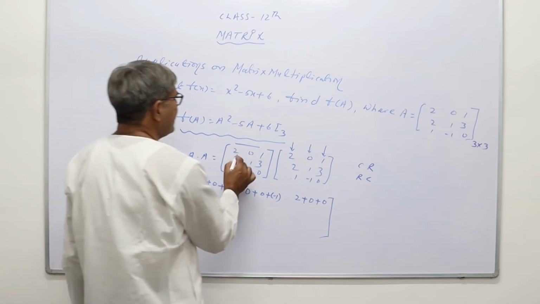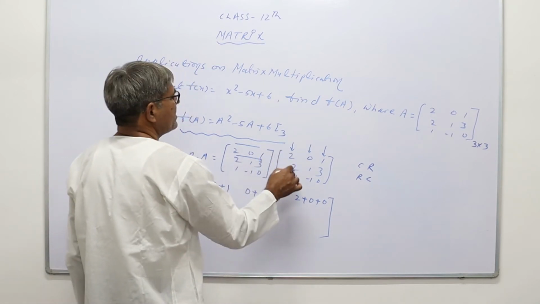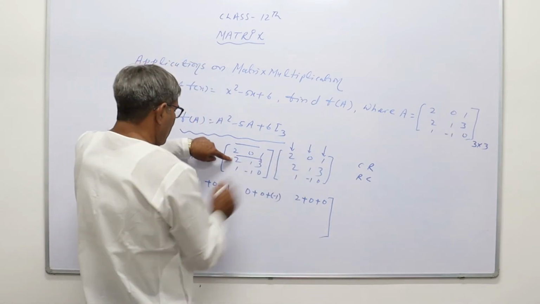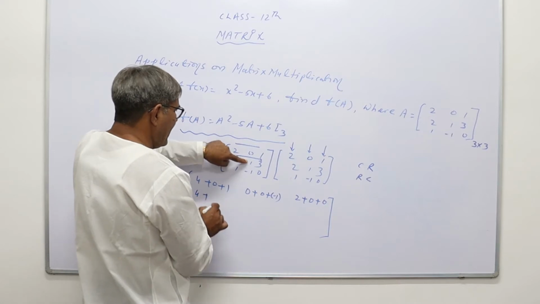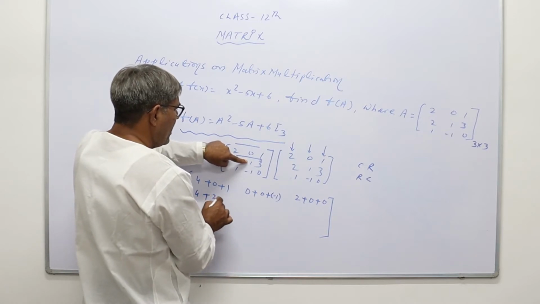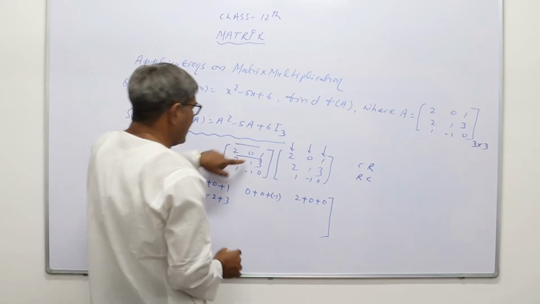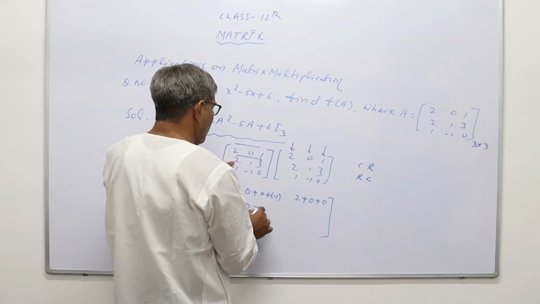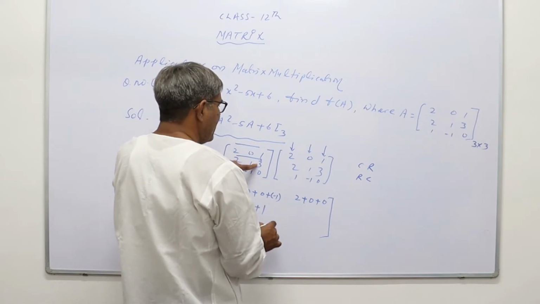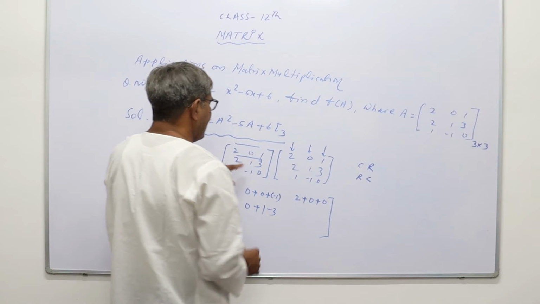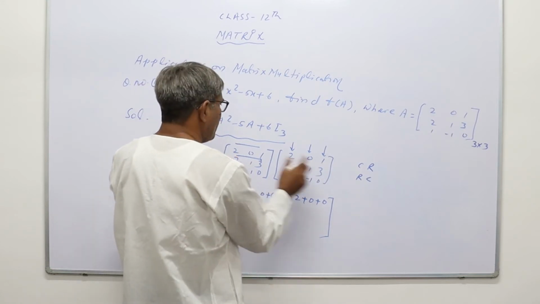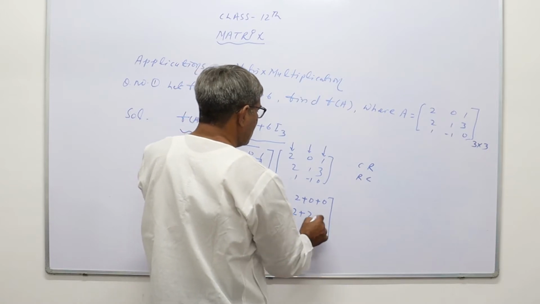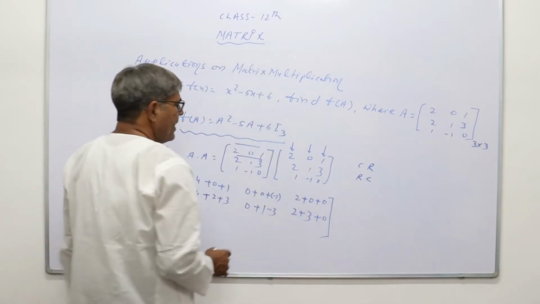Then we will multiply the second row with the first column, then the second column and then the third column. So 2 into 2, that is again 4, 1 into 2, that is 2, plus 3 into 1, that is 3. Then second row, second column: 2 into 0, 0, plus 1 into 1, plus 3 into −1, that is −3. Then second row, third column: 2 into 1, 2, 1 into 3, plus 3 into 0, that is 0.